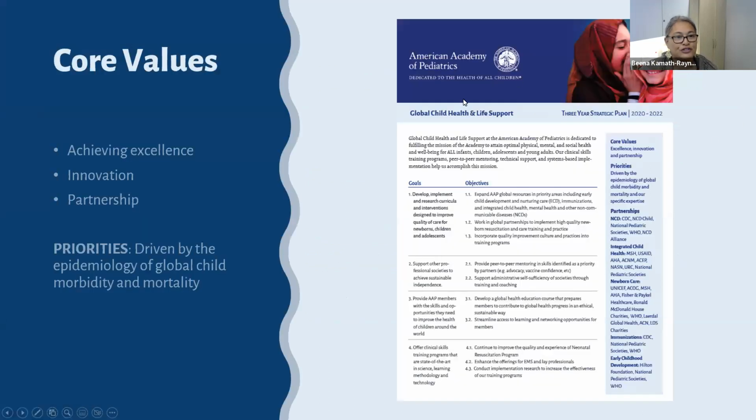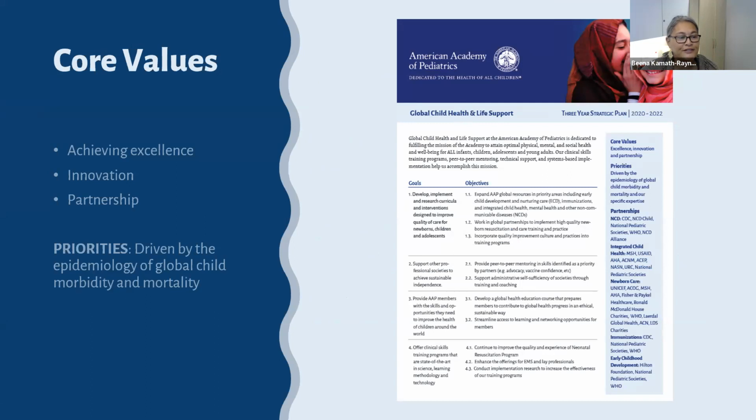So this is our strategic plan here at Global Child Health and Life Support, and I don't expect that you're able to read the fine print, and I will take you through a little bit more of our goals, but our core values are about achieving excellence, creating innovation, and partnership.